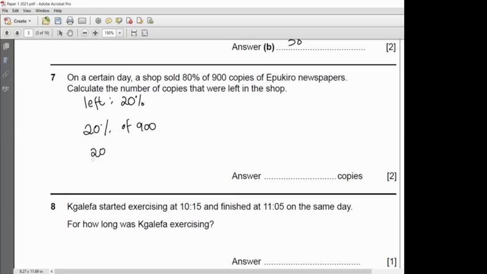So we're looking for 20% of 900. This 20% we can write as 20 over 100 multiplied by 900. We know how to work this out. This is 20 times 9, which is 180. So there were 180 copies that were left in the shop.